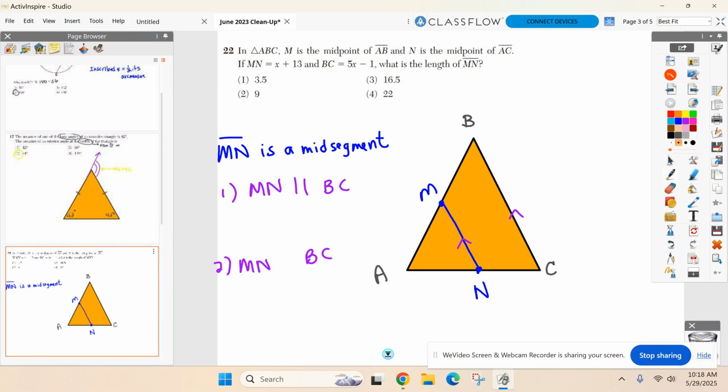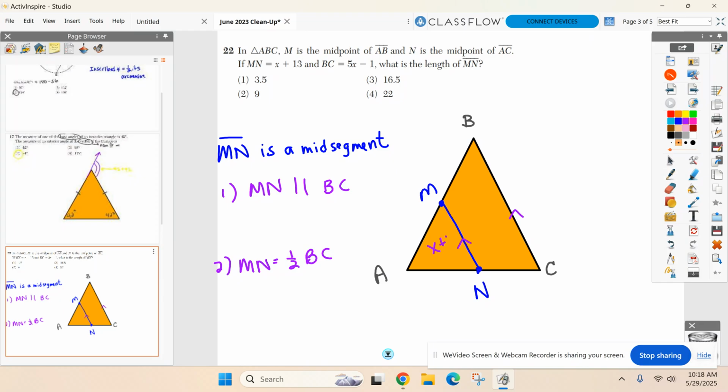And the other has to do with their lengths. MN is equal to half of BC. A mid segment is always equal to half its third side. So they're parallel and half the third side. Now we can do the problem.